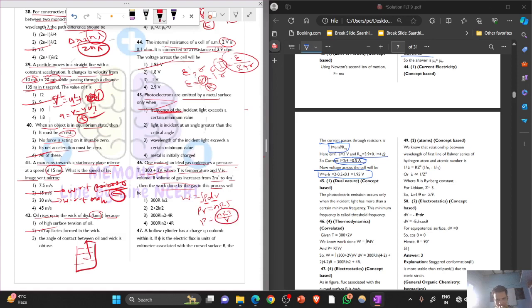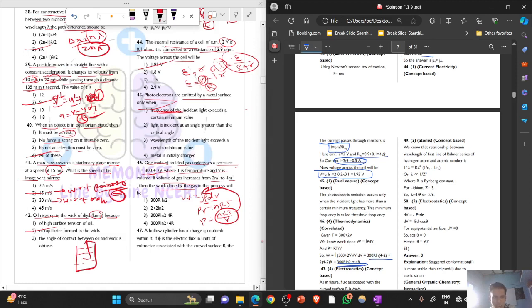Putting this value here, simply solving it, then using integration and solving it, it will come out to be 300 R ln2 plus 4R. 300 R ln2 plus 4R. That will be your answer.